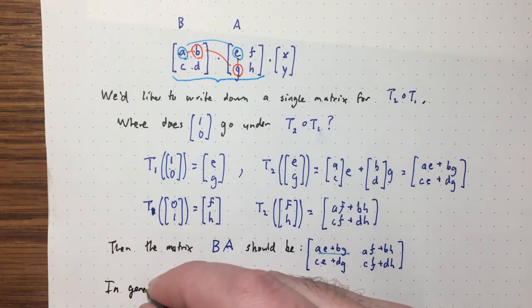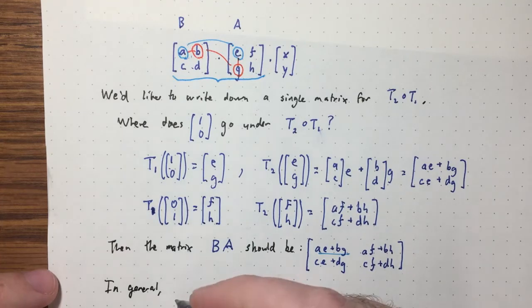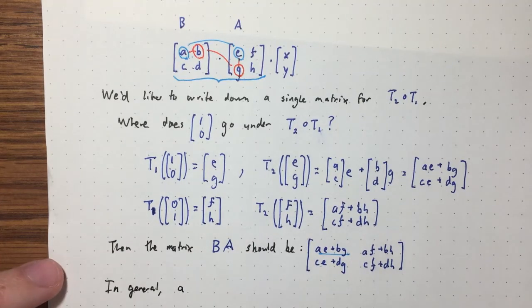And so in general, how does this work? So in general, let's suppose I have two matrices.